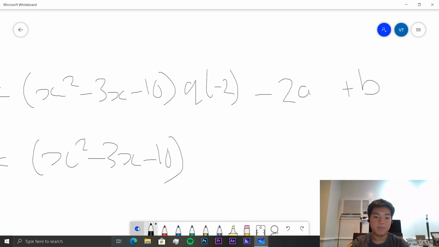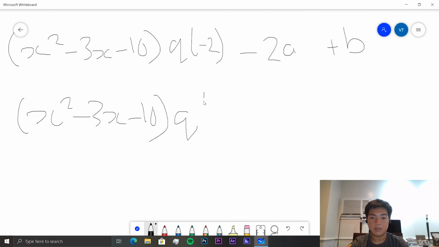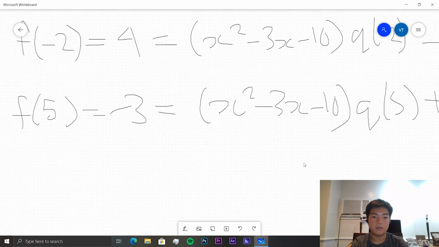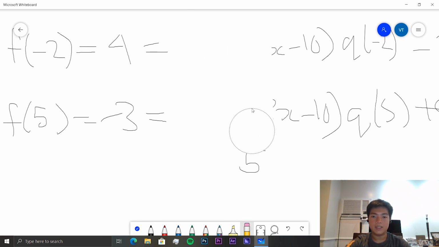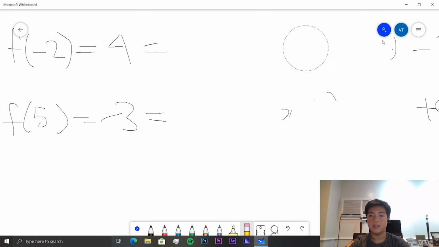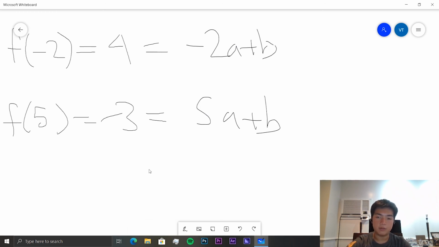And similarly in the bottom, we said that x would be 5, so we can substitute 5 into here, times the quotient of 5, plus 5a plus b. And that should be equal to negative 3. Now, if we substitute 5 into here, and also if we substitute negative 2, since these two are the roots of this equation, this should be equal to 0. So actually, we don't have this at all. All we have left is negative 2a plus b, and 5a plus b. And these are two linear equations which we can obviously solve.